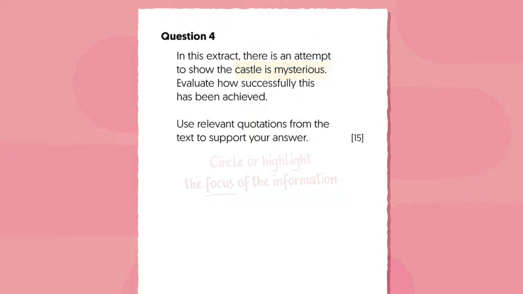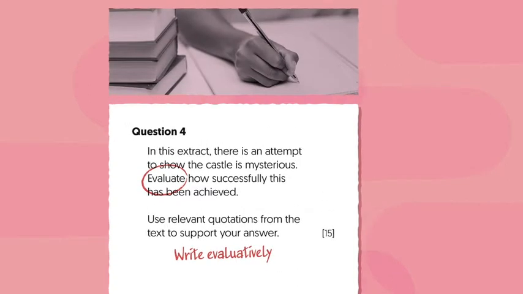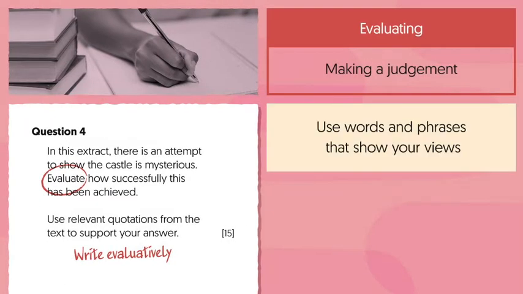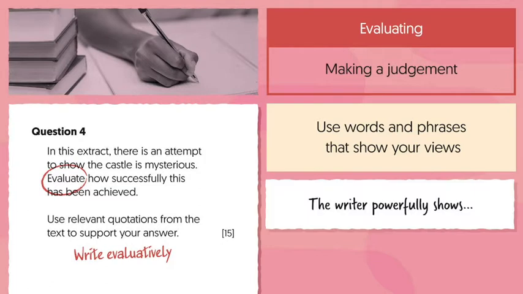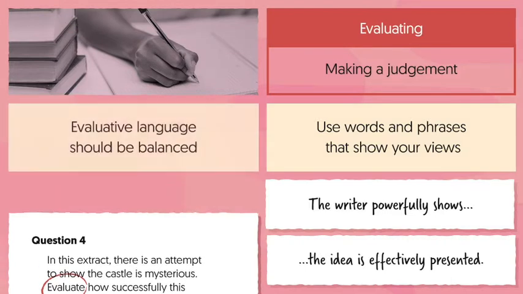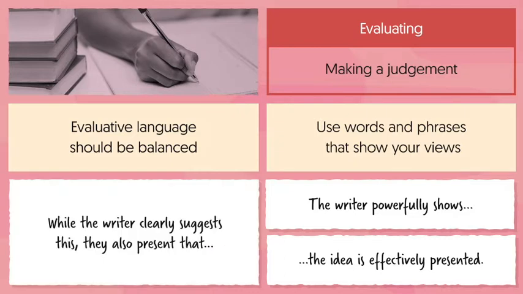Remember, for question 4, you have to write evaluatively about the text. So, as part of your revision, it's worthwhile practicing using evaluative language in your writing. Evaluating means making a judgment. So when you're writing about the text, you should use words and phrases that show your views. For example, things like, the writer powerfully shows, or the idea is effectively presented. Evaluative language should be balanced, though. Aim to make points along the lines of, while the writer clearly suggests this, they also present that, and this will help you to get the higher marks.